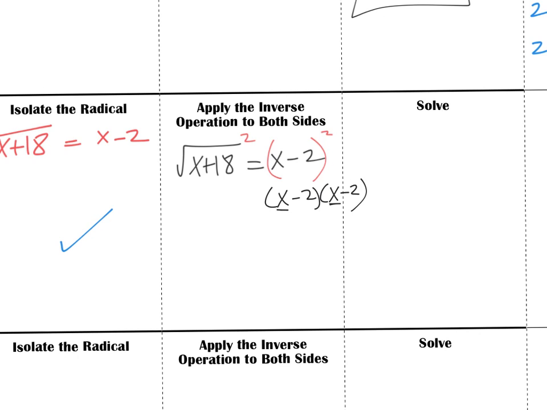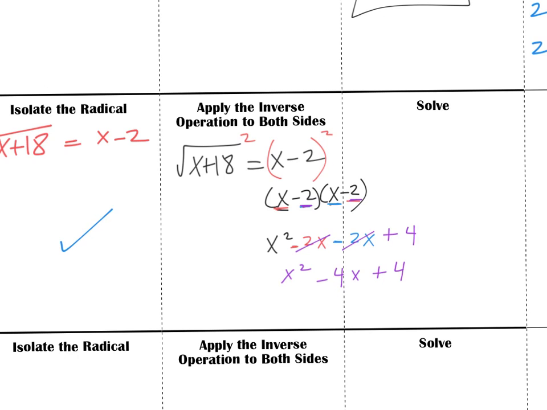So x times x is x squared. X times negative 2 is a negative 2x. Negative 2 times x is a negative 2x. And negative 2 times negative 2 is a positive 4. Okay? Now go ahead and combine like terms. So you get negative 4x, since negative 2x and negative 2x is a negative 4x plus 4. So this is how you would go on by doing x minus 2 to the power 2. Write it twice, FOIL it, combine like terms.